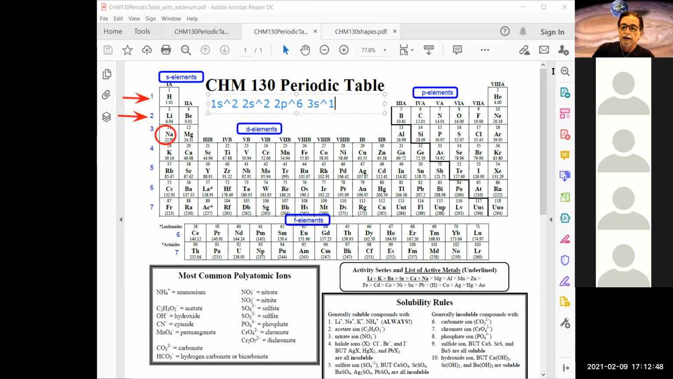Now, if we needed to do magnesium, well, guess what? Keep all that. And I'm going to highlight this. Let's say we need to do magnesium, which is the neighbor, number 12. Well, all we've got to do is change that 1 to 2. And that would be the electron configuration for magnesium. All right, well, let's keep going.